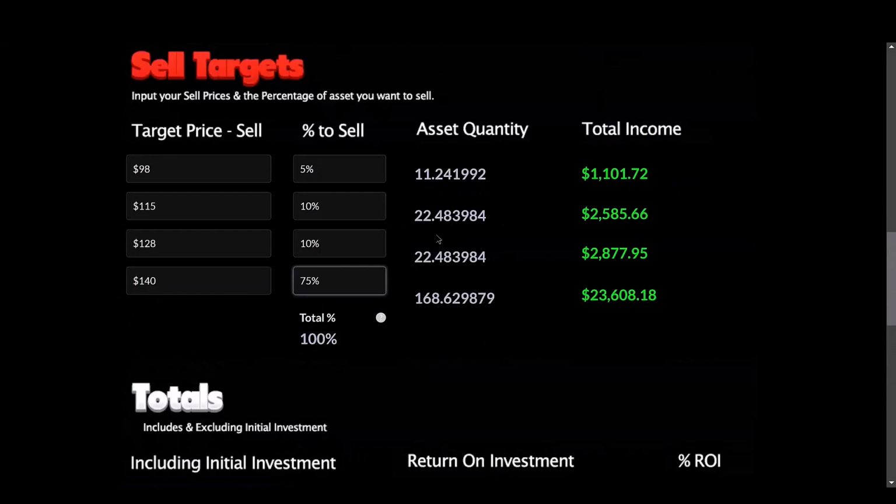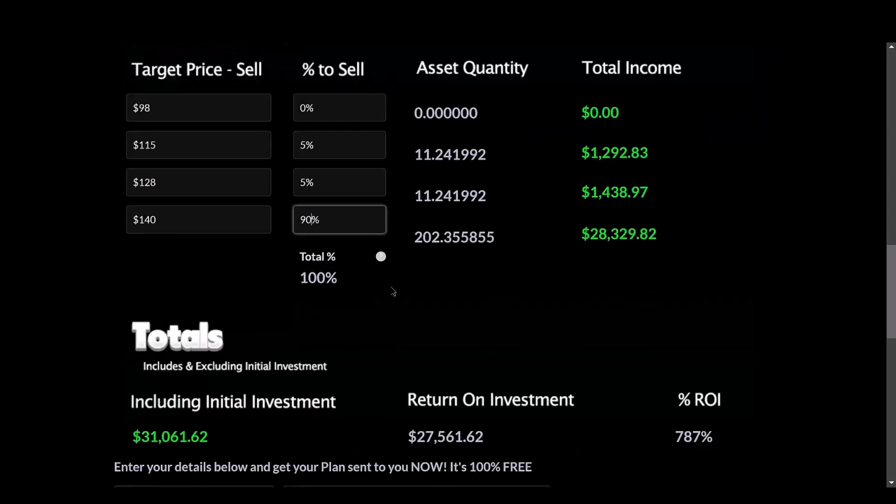Let's see if we can play around with these percentages a little bit more, based on where we are in the market and where AVAX could go over the next, say, month or two. Let's take away this 5%, and we won't even sell at $98. Let's put our 5% there. Let's put our 5% there. Now we're going to sell 90%. So we're again 100% sold.